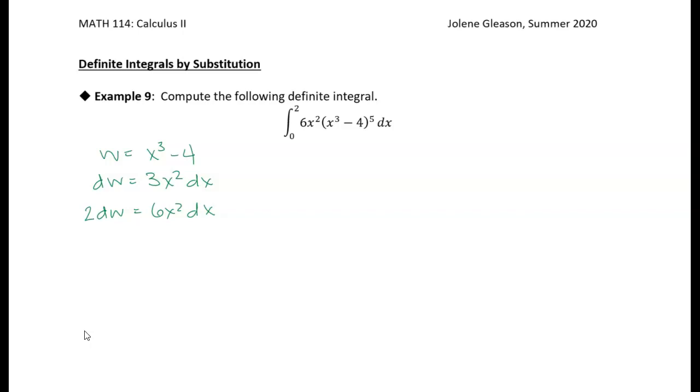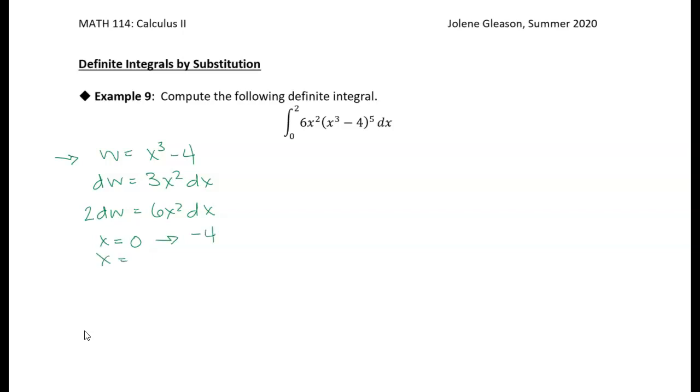I'm going to first of all show you how to transform the limits of integration so that you don't have to go back to x. You can leave everything in terms of w. So all you need to do is, whenever x equals 0, that's our lower limit of integration, I'm just going to plug it back into this formula for w. So if x equals 0, then w equals minus 4.